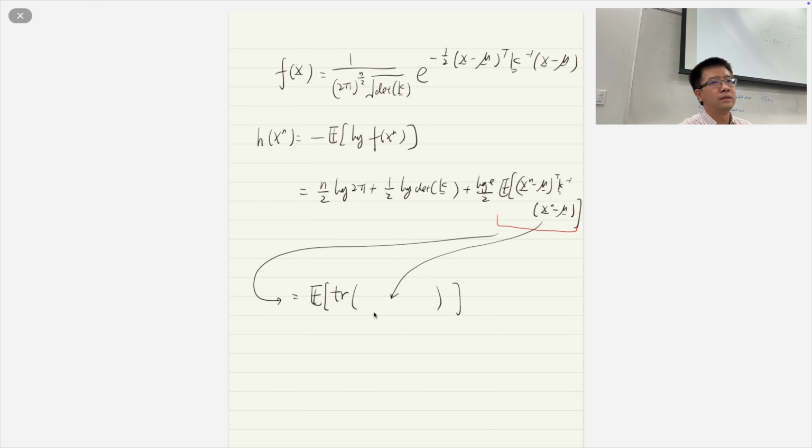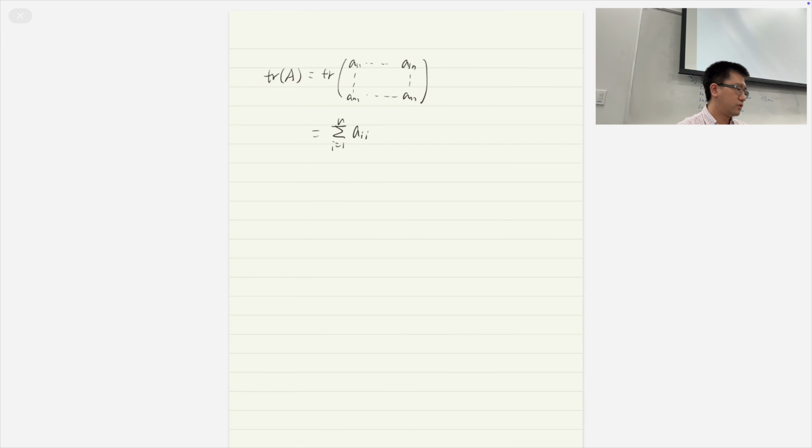Is that clear? Yeah, because here it's only one number, right? It's a row multiplied by a matrix multiplied by a column, so whatever is inside here is just a number. It's a scalar, right? Of course, if we put a trace on a scalar, it will be itself. Right? So we can do that. Is that clear? Okay, then we have an important property of the trace.